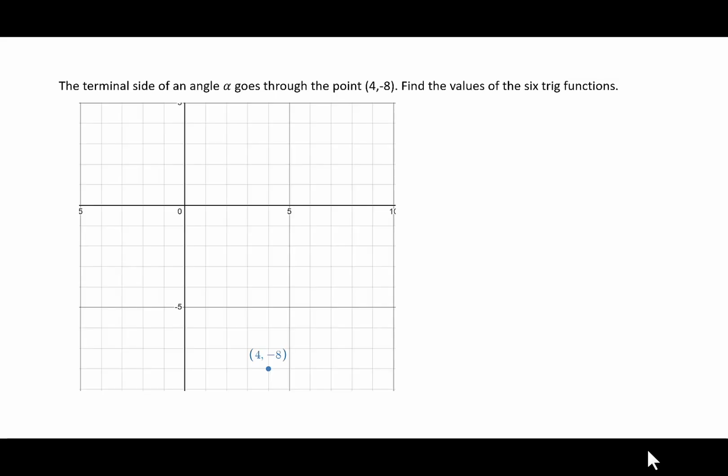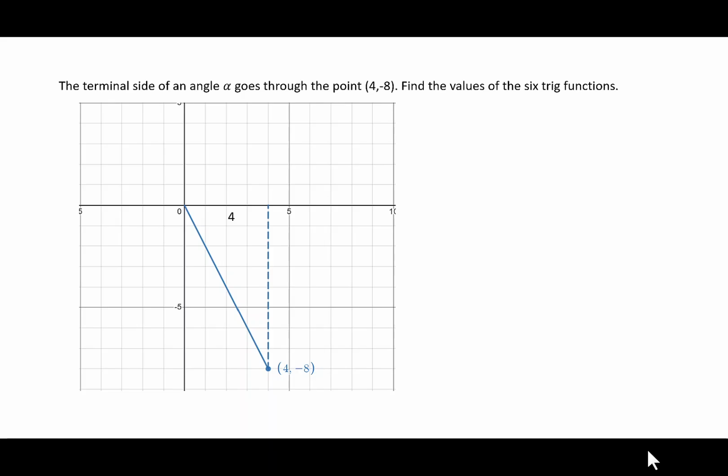I'm going to start by drawing this point on a coordinate system. So we can see the point (4, -8) in the 4th quadrant. I'm going to add in the angle and I'm also going to draw a dashed line to the x-axis. Thinking of this as a triangle, I want to fill in the values of our 3 sides.